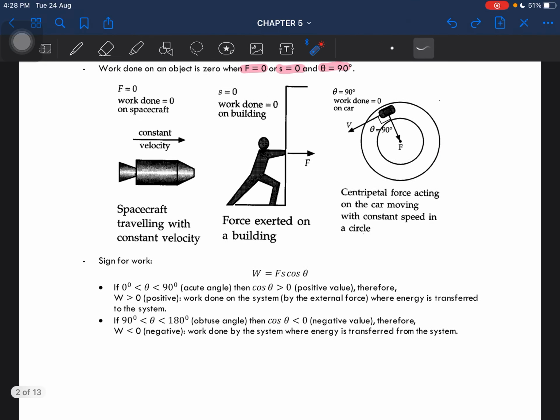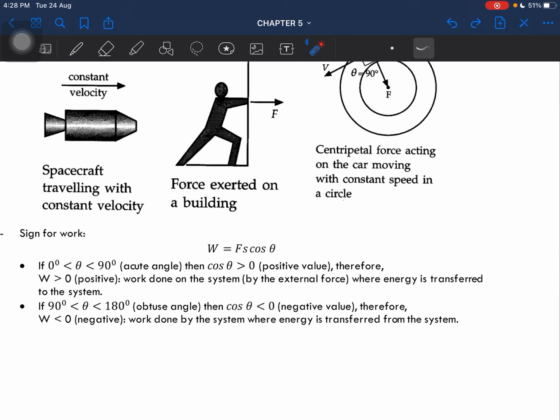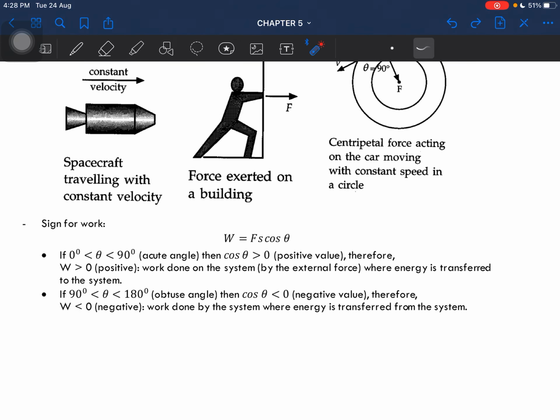Okay, right. So if you obtain a positive and negative value, which you will be obtaining, actually you will get positive and negative value. But we mentioned that work is a scalar quantity. So what does the positive and negative value mean? So basically, work that is greater than 0, which is positive, means that the work is done on the system.